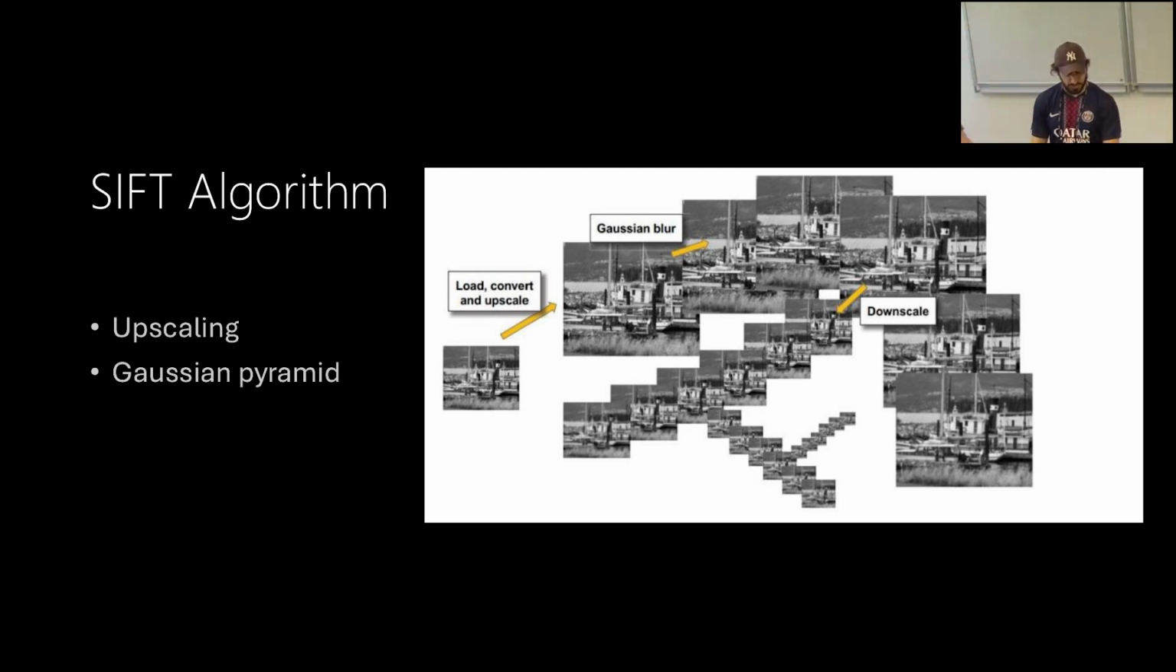I'll go swiftly through the core pipeline. It starts with loading the input image and converting it to grayscale if it has colors, and upscaling it by a factor of usually 2 to detect fine scale structures. Then you build a Gaussian pyramid where each octave consists of about 6 levels of the same resolution with progressively more Gaussian blur, and then downsample by a factor of 2, building the pyramid iteratively.